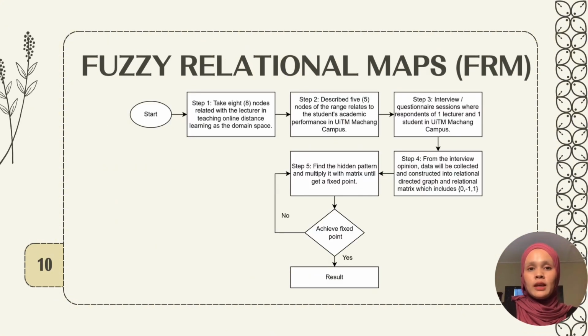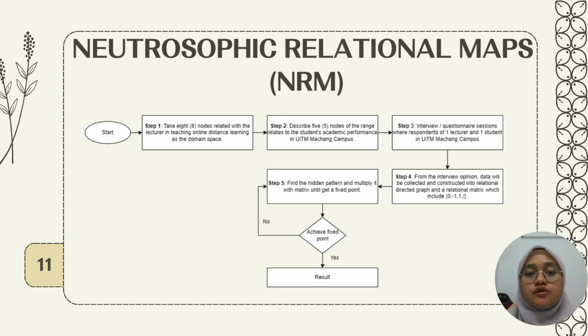Okay, for FRM, this flowchart shows us the process of finding the result. After we conduct a questionnaire session with a respondent of one lecturer and one student in UiTM Machang campus, data will be collected and constructed into a relational directed graph and relational matrix, which include only 0, -1, and 1. After that, we need to find the hidden pattern and multiply it until we get the fixed point. Okay, for neutrosophic relational maps, the method is the same as FRM, but it is slightly different in step 4. The data will be collected and constructed into a relational directed graph and a relational matrix, which include 0, -1, 1, and I, which is indeterminate.